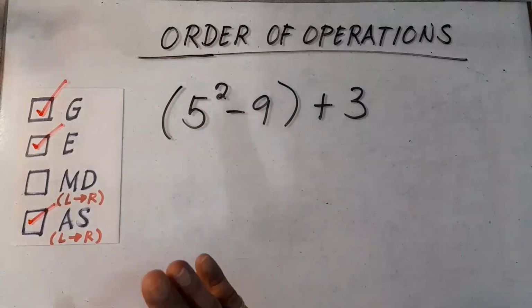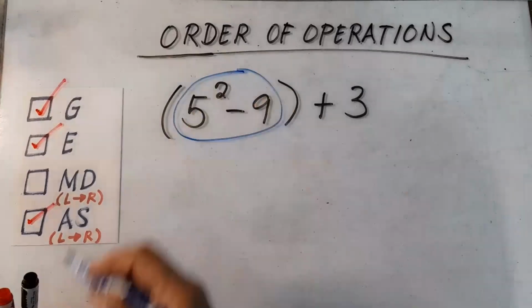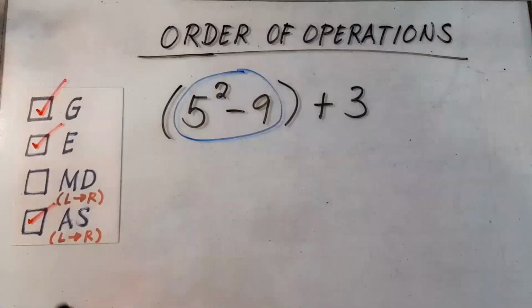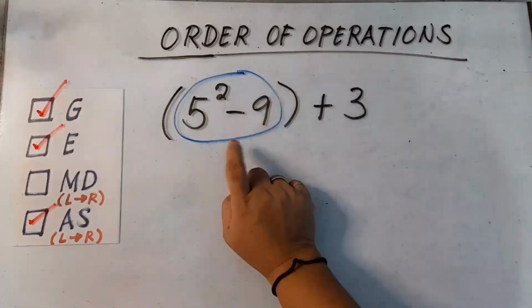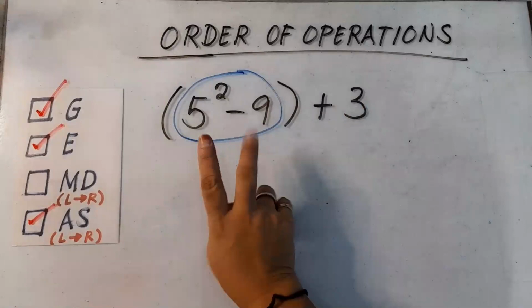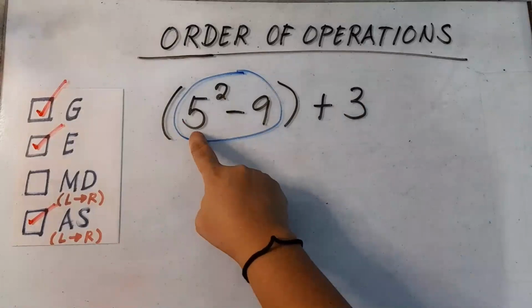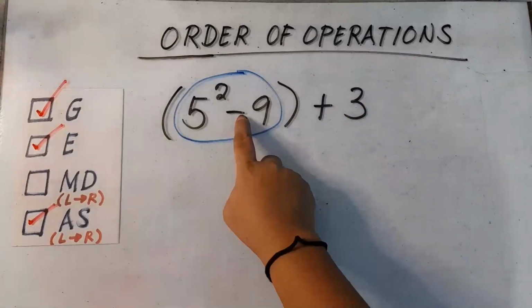So, ano ang una nating gagawin? First, we need to simplify the expression within the grouping symbol. So, yun, nasa loob ng ating parenthesis, yun ang ating unang isosolve. Deadma muna natin si plus 3. Okay? So, dito tayo muna magko-concentrate. Now, kagaya ng sinabi ko, there are 2 operations involved here. Meron tayong exponentiated expression or exponentiation, which means there is repeated multiplication and we have subtraction. So, alin ang uunahin natin?